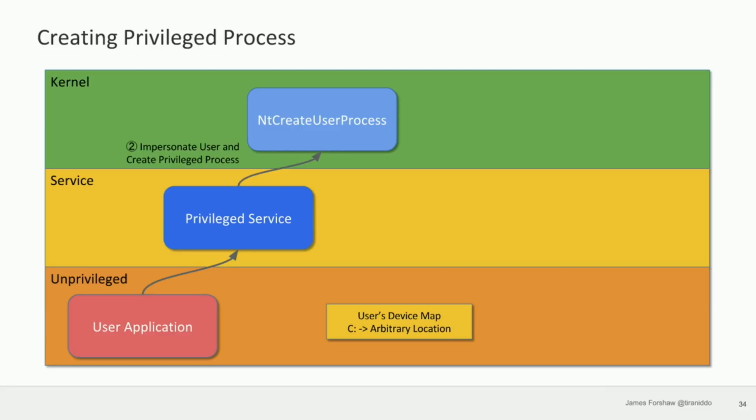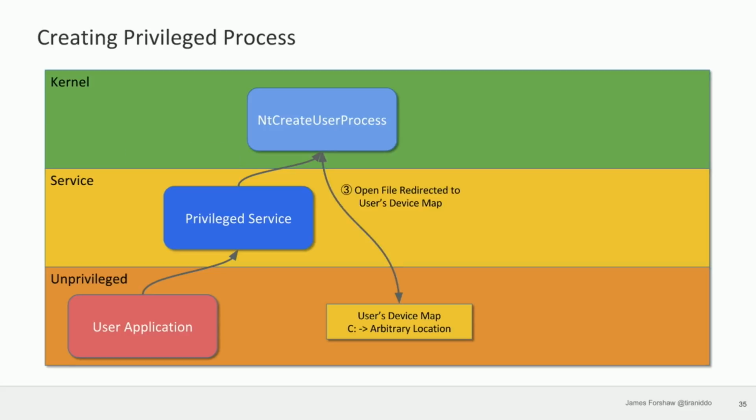That privileged service impersonates us and then calls create privileged process. Now, before we did this, we added a link to our device map which said, the C drive, for us, personally, is this arbitrary location over here. It's fake directory number 1. So it's completely unrelated to the normal C drive. Create user process goes, OK, I will call ZwOpenFile. I want to open C:/some file, for example.